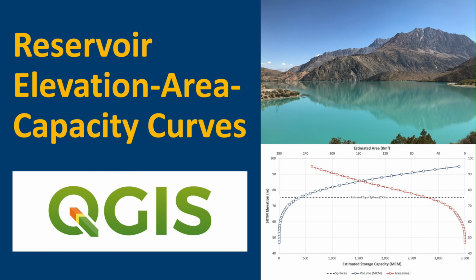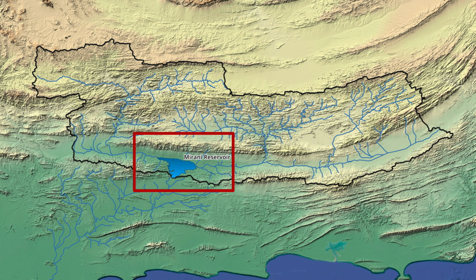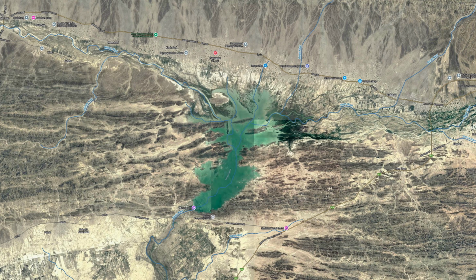In today's video, I'm going to show you how to make reservoir elevation area capacity curves in QGIS. We're going to be looking at the Mirani Reservoir. It's located in Balochistan, Pakistan.